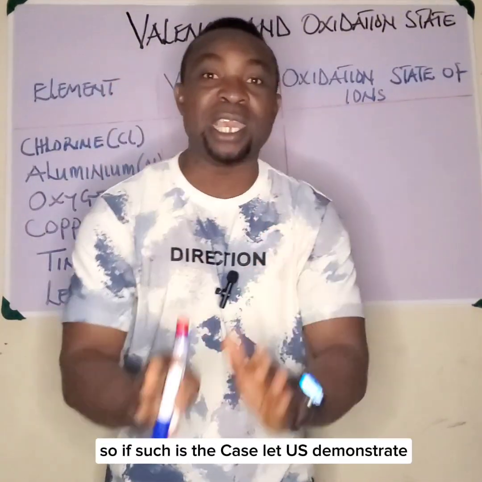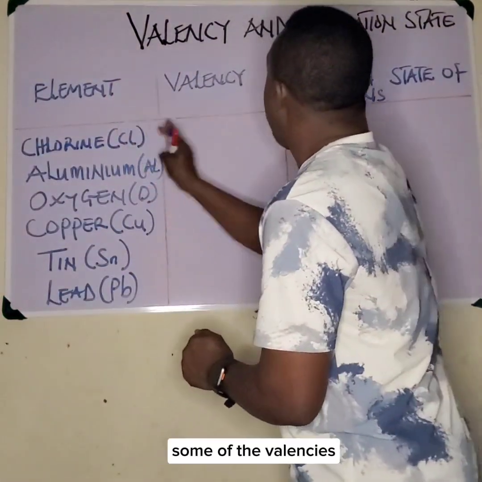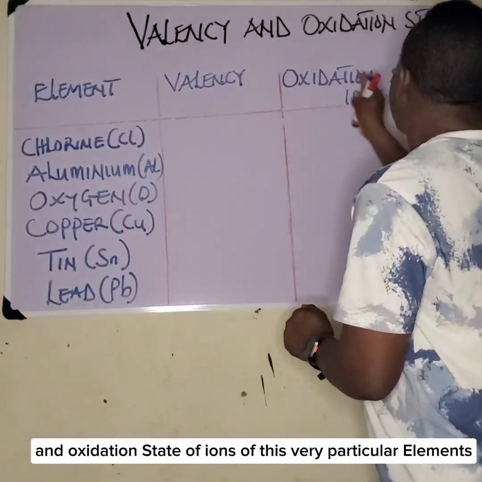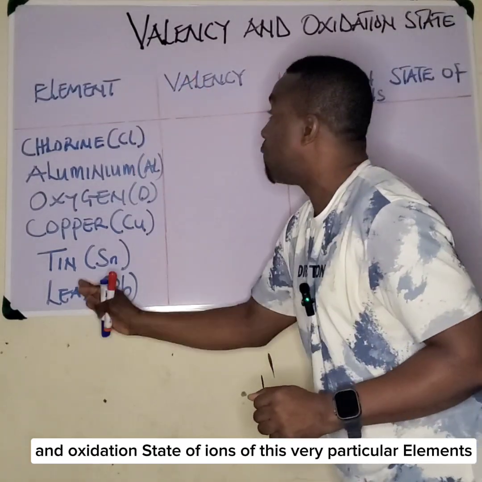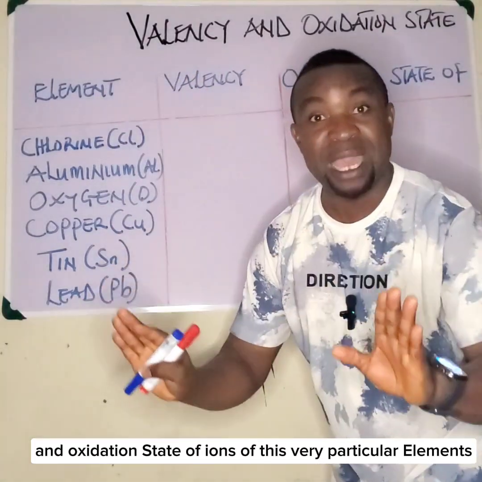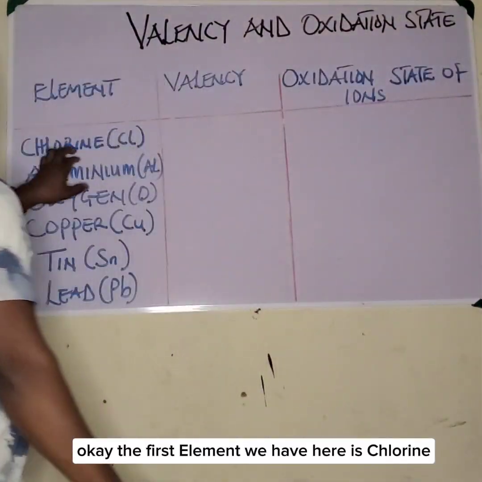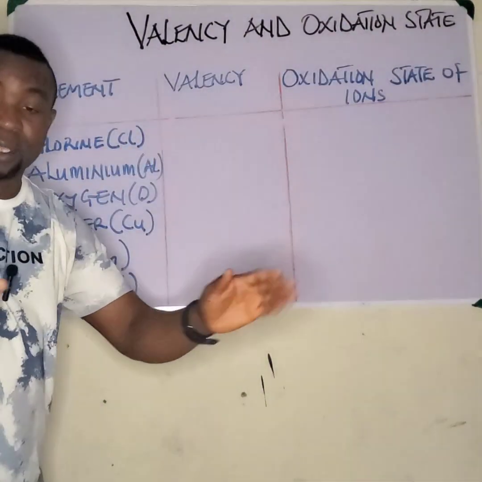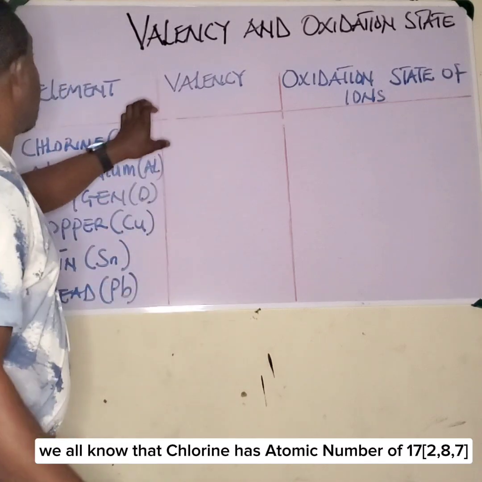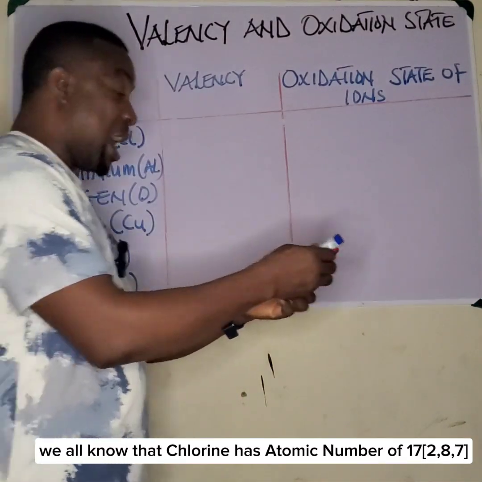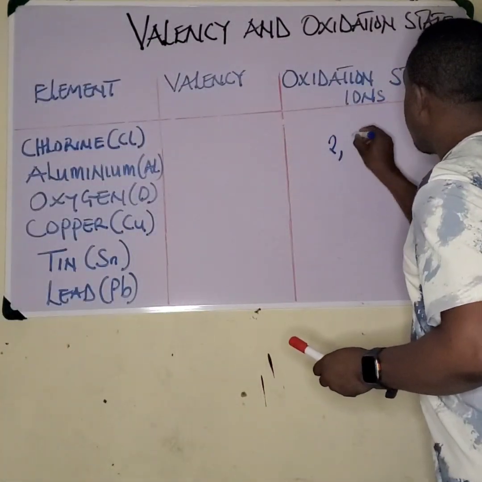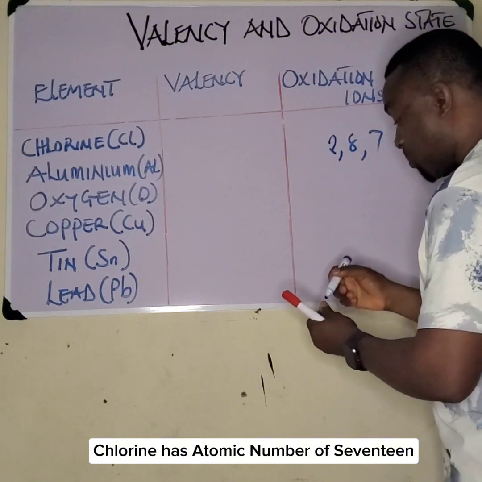So if such is the case, let us demonstrate some of the valencies and oxidation states of ions of these particular elements. It will be very quick and simple. Okay, the first element we have here is chlorine. We all know that chlorine has atomic number of 17. Chlorine has atomic number of 17.